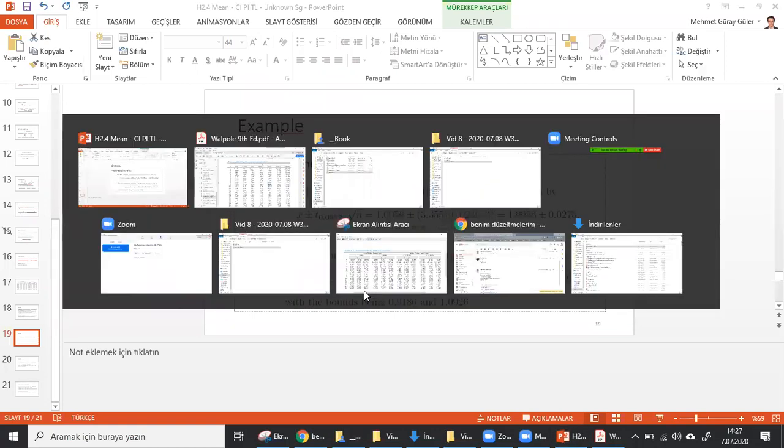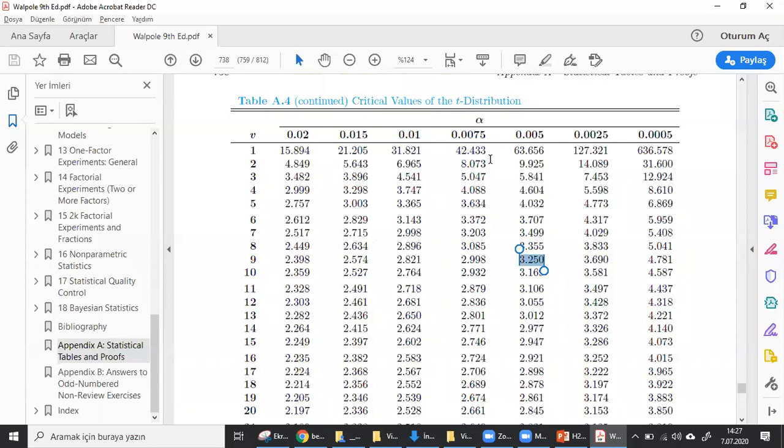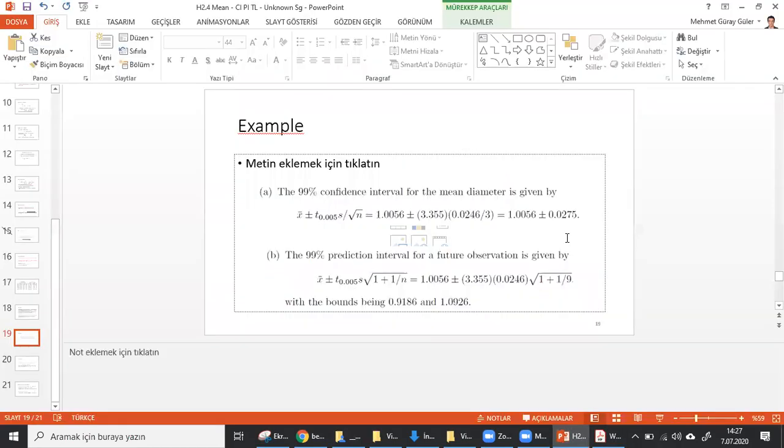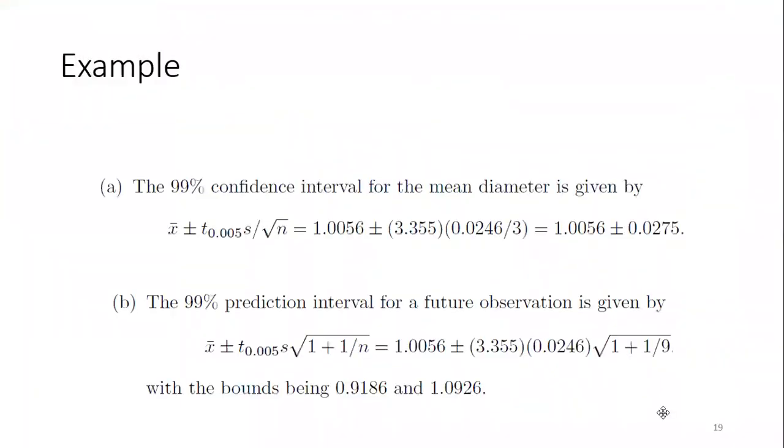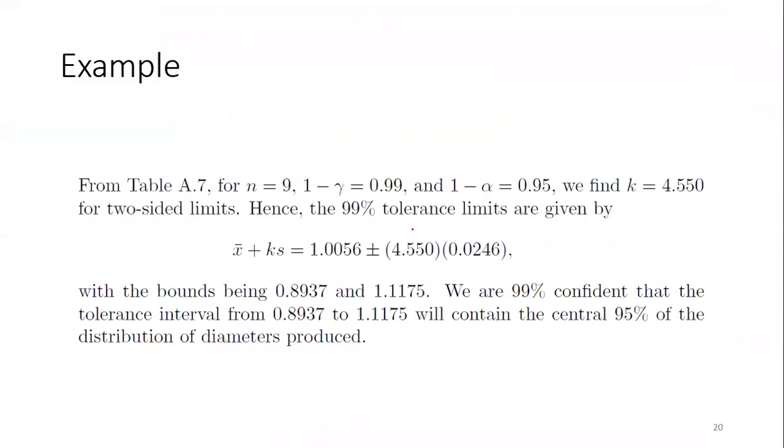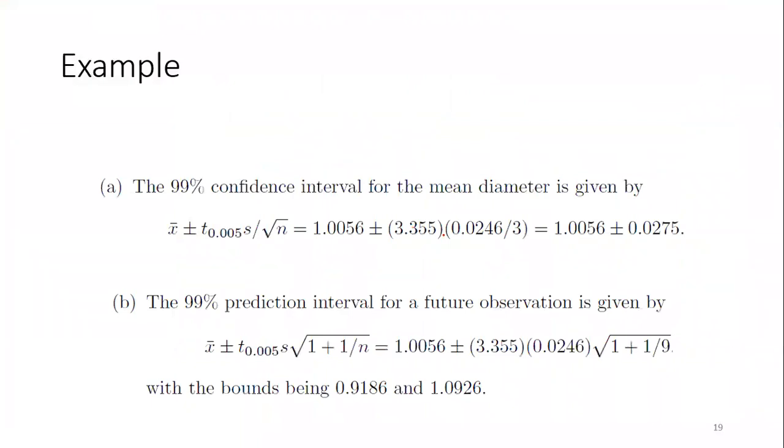So am I wrong? It was 0.005, with 9. No, there were 9 samples, so we have 8 degrees of freedom. So this is the answer, right? This is the t value, 3.355. So this is the value that we have. Okay, so this is 3.355. This is the t value. Great. So this is my confidence interval.